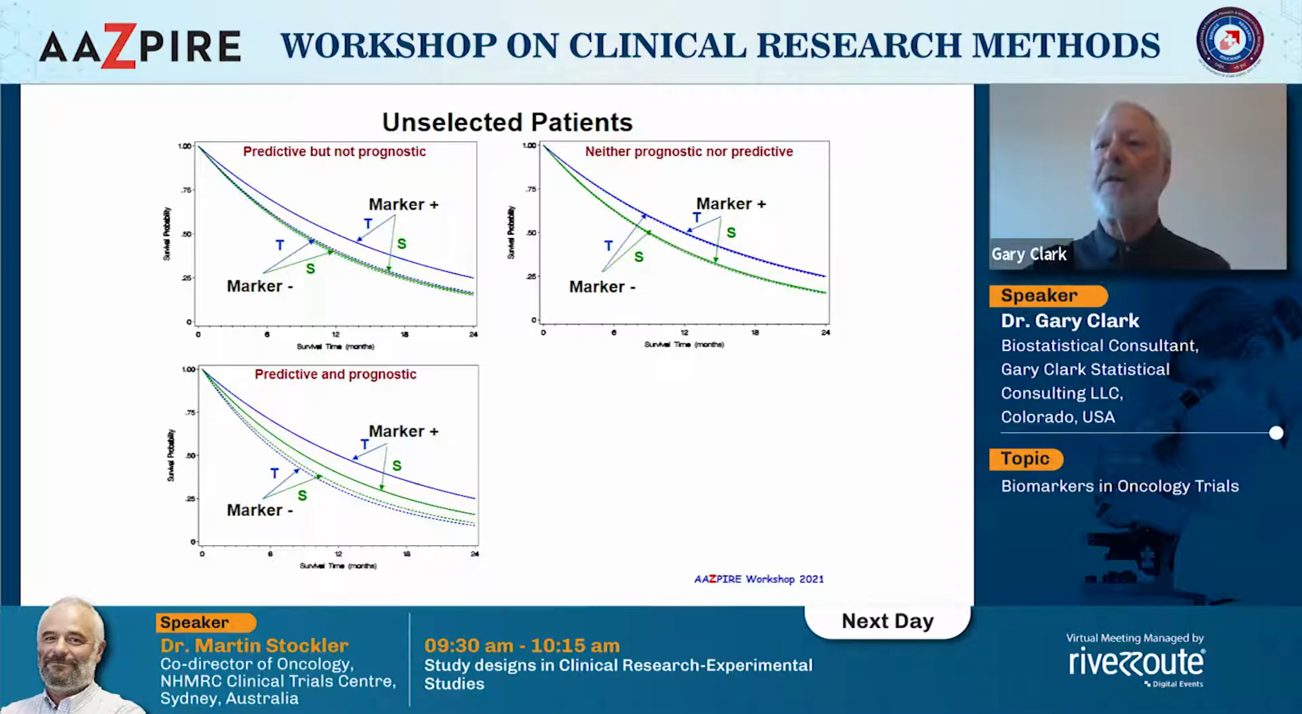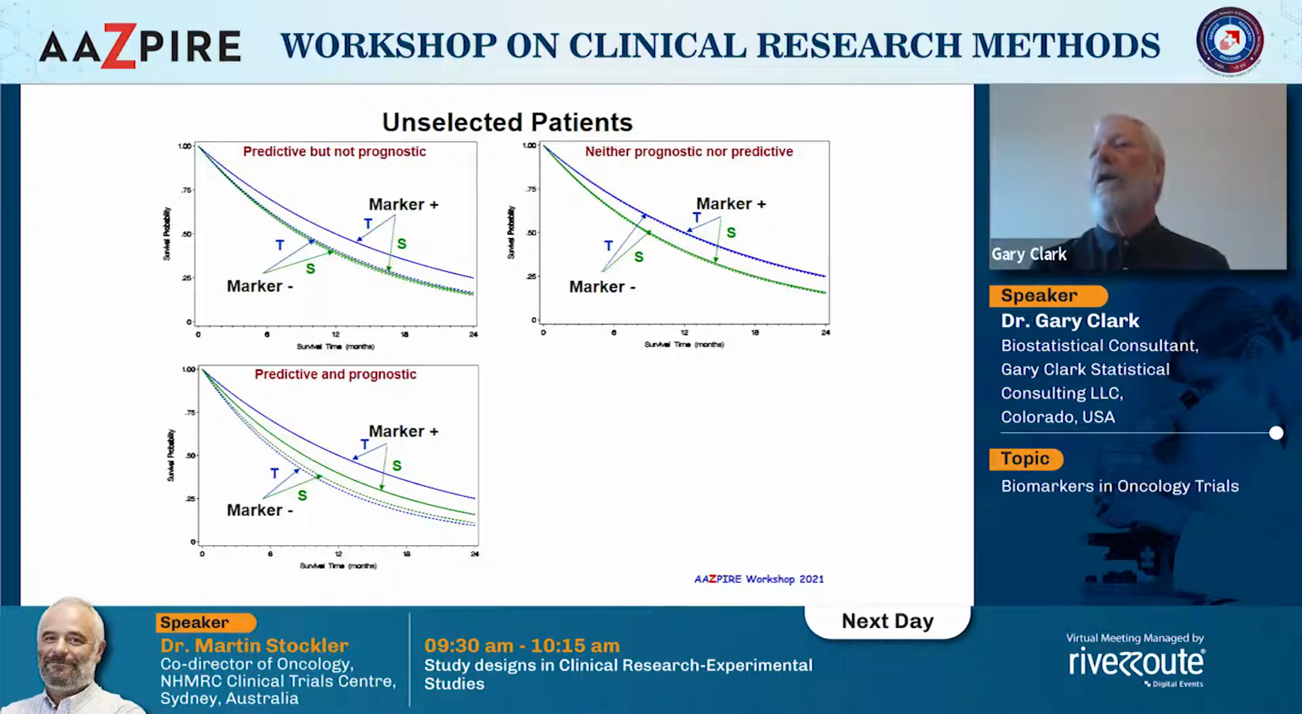The relative benefit is exactly the same in marker negative patients and the marker positive patients. So in this situation, the marker is neither prognostic nor predictive. In fact, the marker is totally useless. It has no relationship to natural history. It has no relationship to a benefit from therapy.